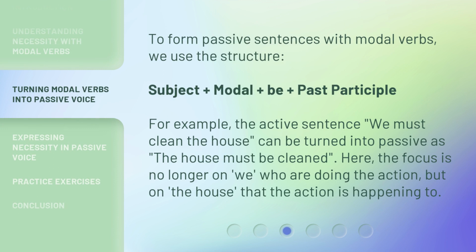To form passive sentences with modal verbs, we use the structure subject plus modal plus be plus past participle. For example, the active sentence, we must clean the house, can be turned into passive as the house must be cleaned. Here, the focus is no longer on we, who are doing the action, but on the house, that the action is happening to.